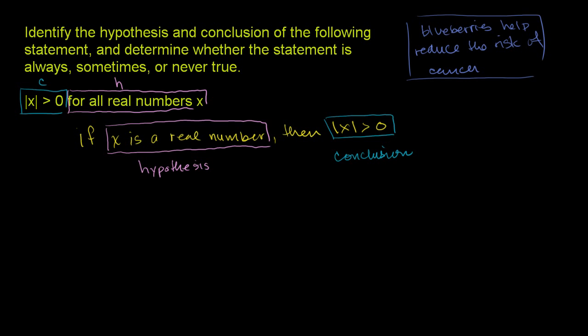Now, the more interesting question is whether it is true. I mean, we can sit and label statements all day, but that's not interesting. The more fundamental thing is, is this a true statement? Is it true that if x is a real number, then the absolute value of x is greater than 0? Well, the one number that pops out of my mind that disproves this is if x is 0. 0 is a real number.